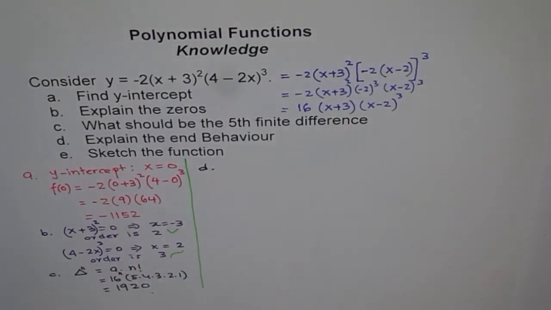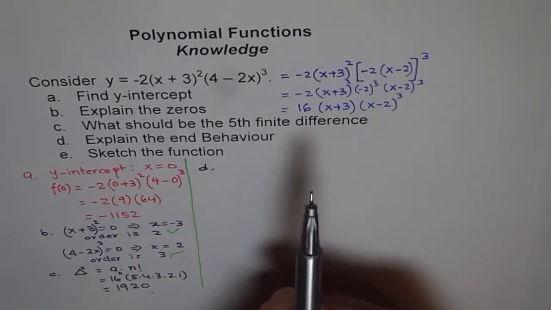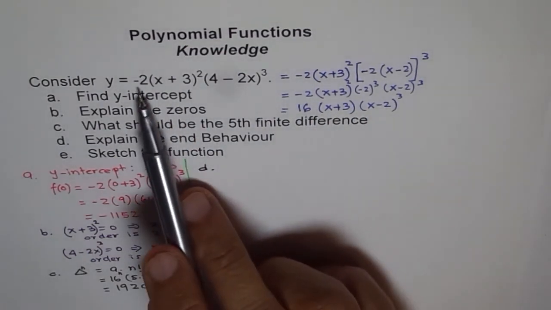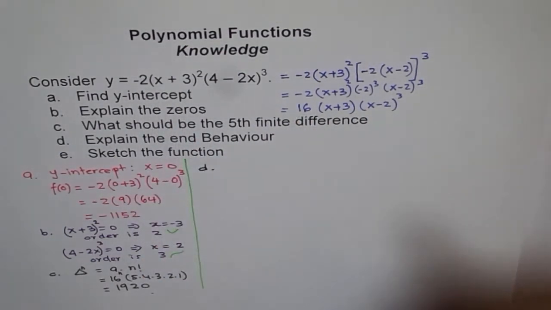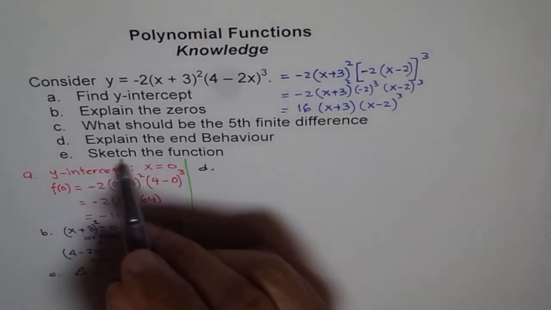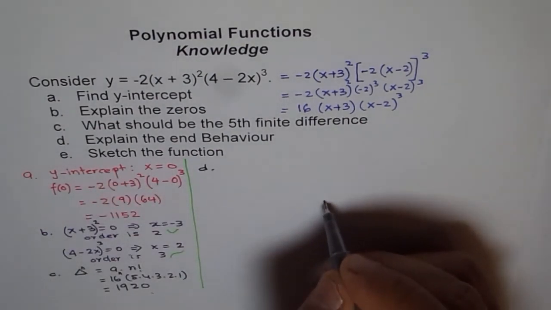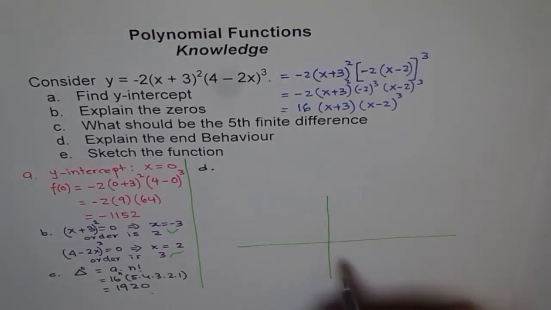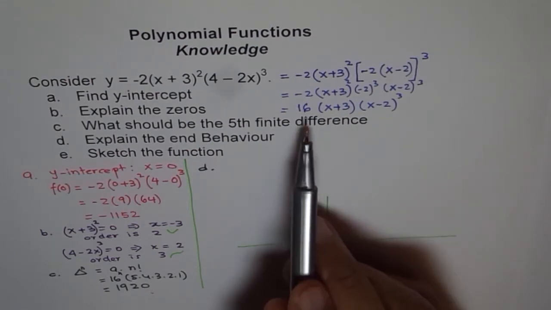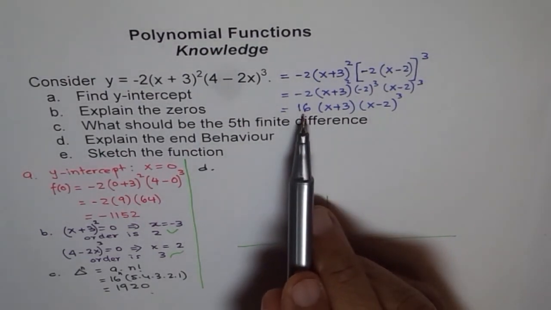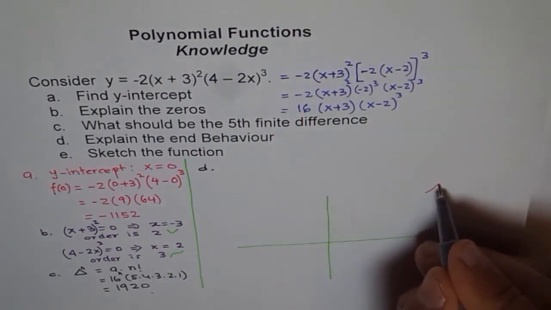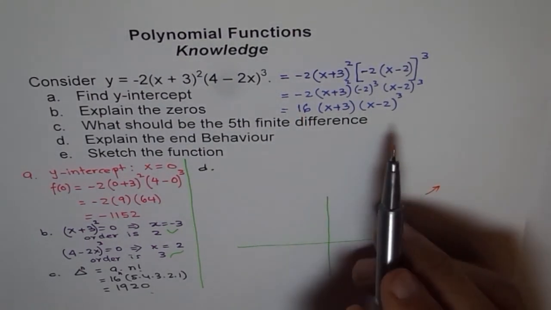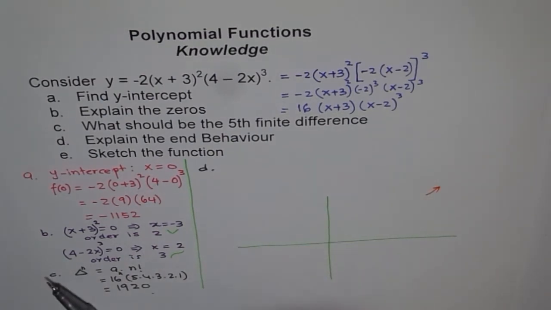Explain the end behavior. Now end behavior also we are going to get right now. We are not looking at minus 2, we are looking at 16, okay? And the next part is sketch a graph. So let me make a big graph here. That'll be good. Now, here in the graph, as you can see, we are considering this equation, right? Leading coefficient is positive. That means right side is up. So my nature of the graph is like this.